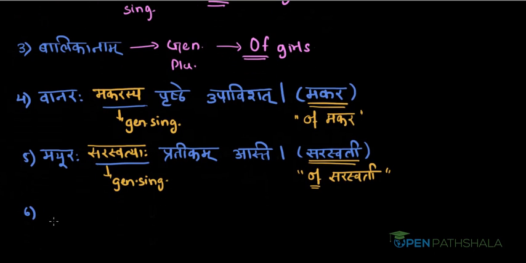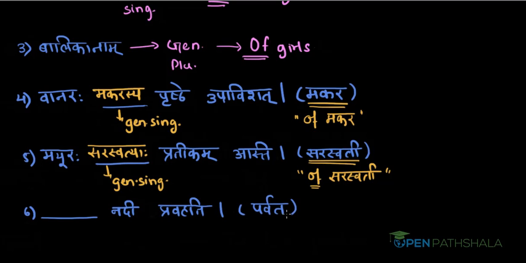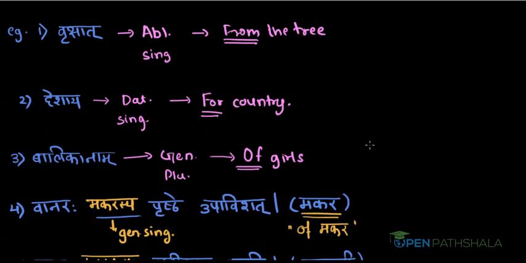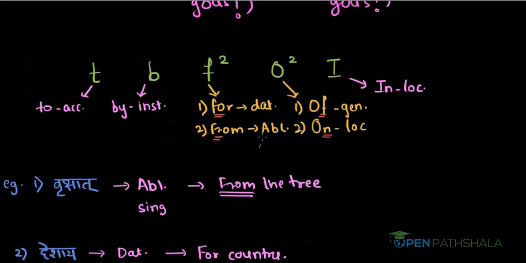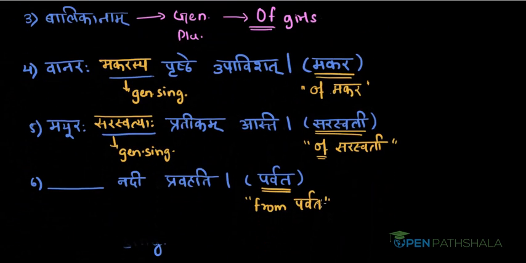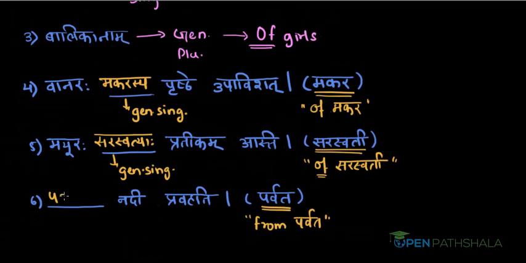Let us see next example. Dash nadi pravahati, and in the bracket we have word parvata. This word ends in a and it is in masculine gender. As we know that river flows from parvata, we have to use correct form of word parvata in the sense of from. Now we know that from is used in the sense of ablative case. So we have to use ablative singular of word parvata, which will be parvatat. So we get the meaning that river is flowing from the mountain.